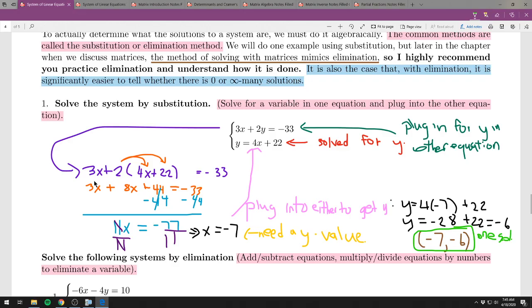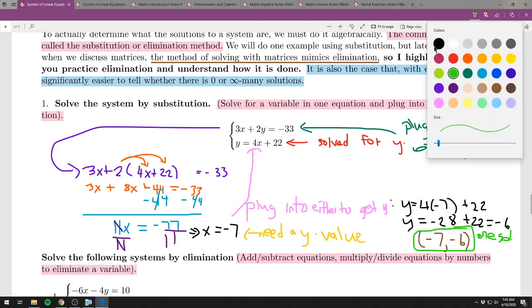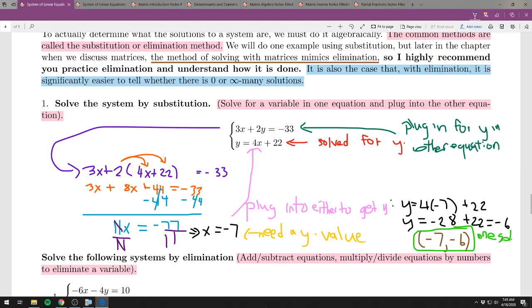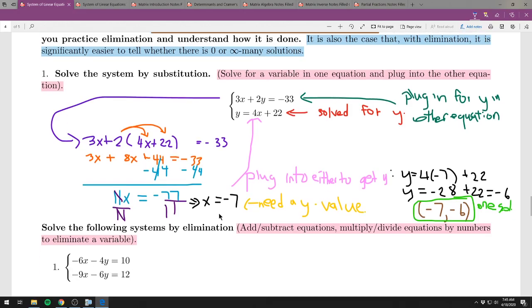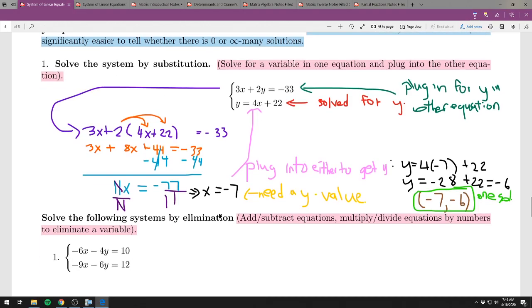All right, substitution method also, as far as doing it compared to elimination, when you have one solution, it ends up being about the same amount of work, and it's just as straightforward to see. Elimination method really benefits when you have zero or infinitely many solutions, and if you're solving a problem, you're not going to know that at the beginning. So that's something to keep in mind. Another reason why you're going to want to practice elimination method.